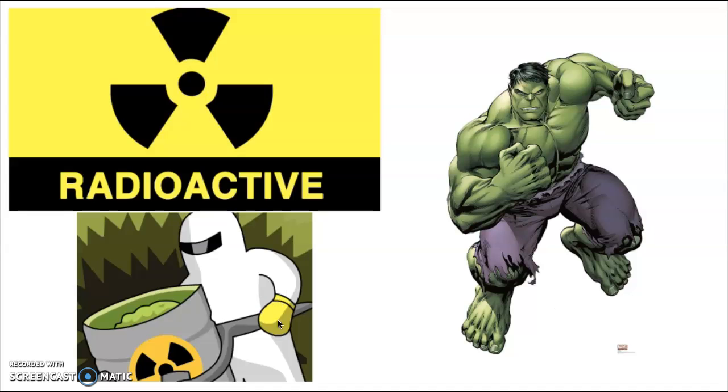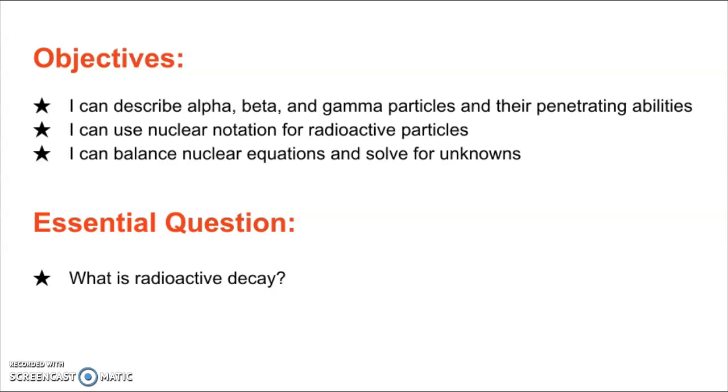All right, so today we are going to start looking into the last type of nuclear reaction, which is radioactive decay. Our objectives for today are that you can describe alpha, beta, and gamma particles and their penetrating abilities. You can use nuclear notation for radioactive particles. You can balance nuclear equations and solve for unknowns. And so our final question for our video lectures is, what is radioactive decay?